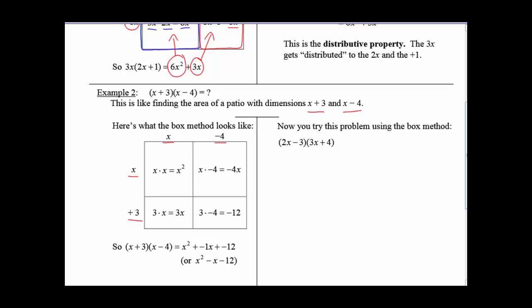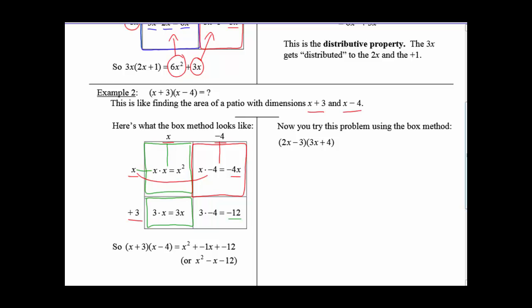Then we're just going to repeat the process that we did above. For this first box, I'm going to multiply my dimensions. I have x and an x, so x times x gets me x squared. For the second box, I'm going to multiply negative 4 and the x from that side. X times negative 4 gets me my negative 4x. Similarly for the next box, I'm going to multiply the x and the 3 from its corresponding sides to get 3x. And for my last box, I'm going to multiply the 3 and the negative 4 to get negative 12.